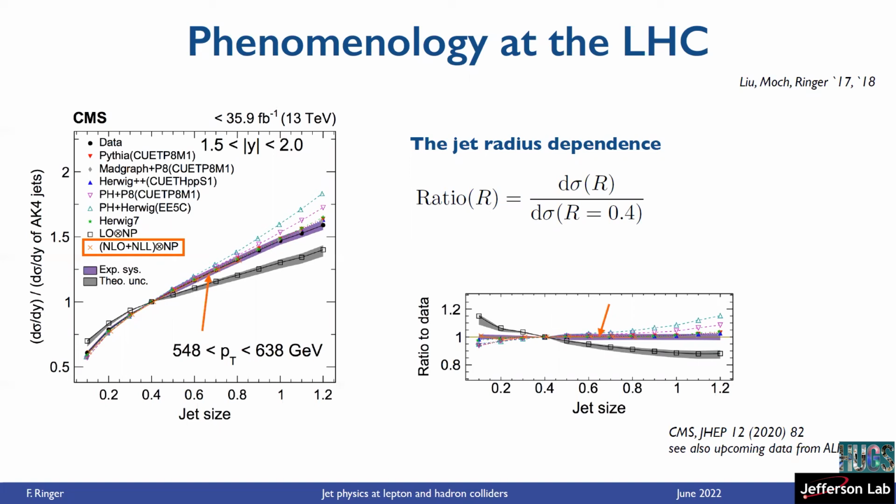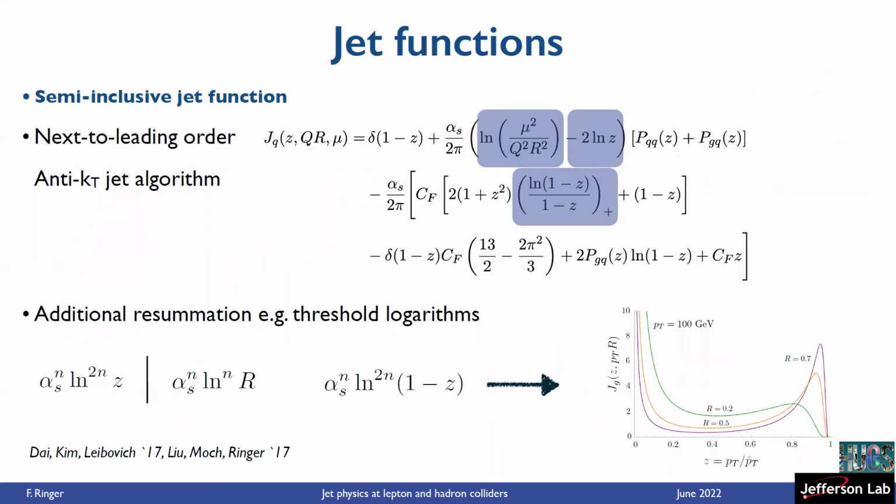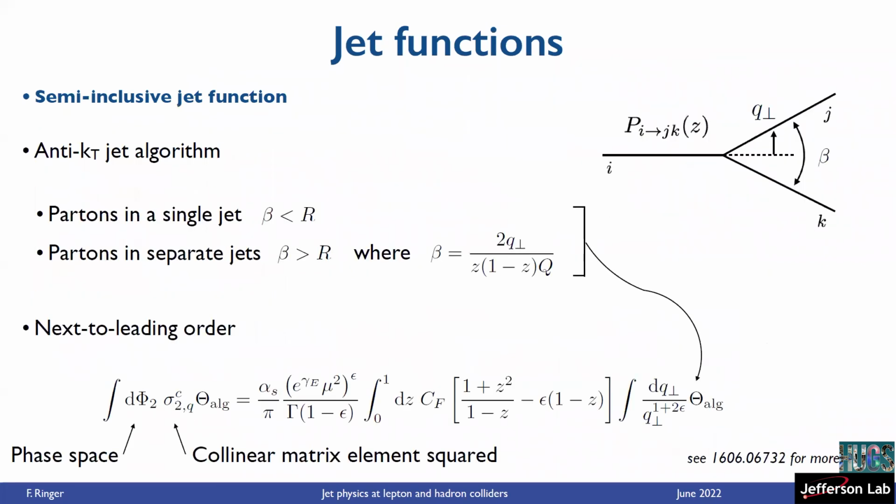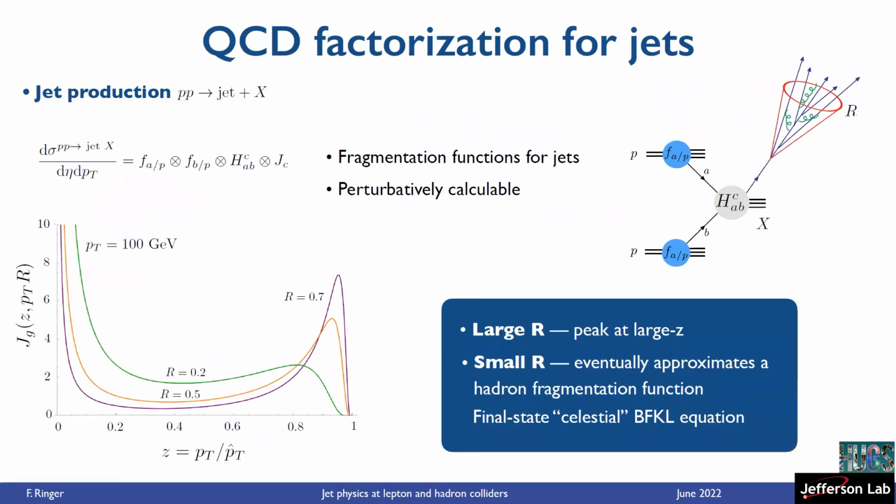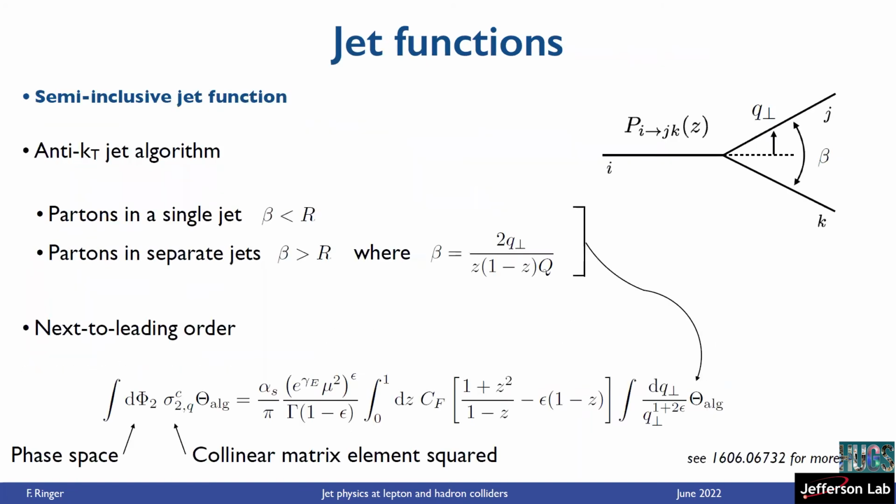So what I still wanted to show is some phenomenology, right? And so what the experiment measured here, which was historically very difficult to compare to, is a ratio of inclusive jet cross sections for different values of the jet radius, right? So that's basically what this function tells us, right? Like if I measure jets with 0.7, how does it change when I go to 0.2? Okay, so that's what they try to measure.